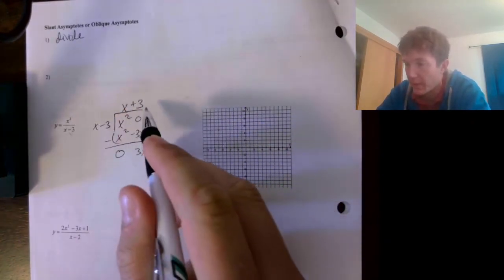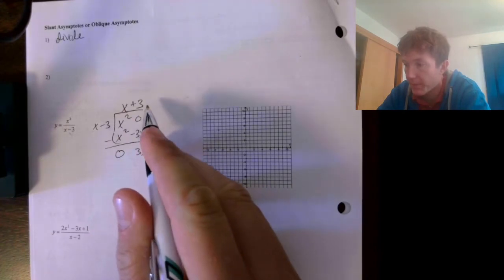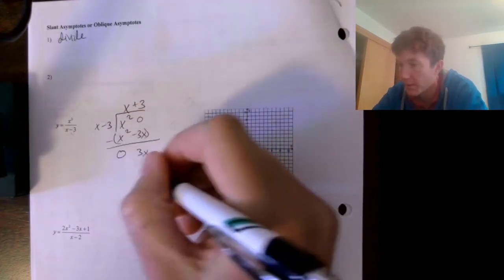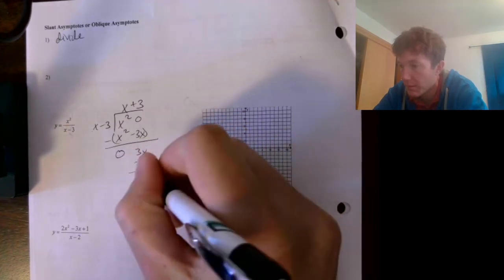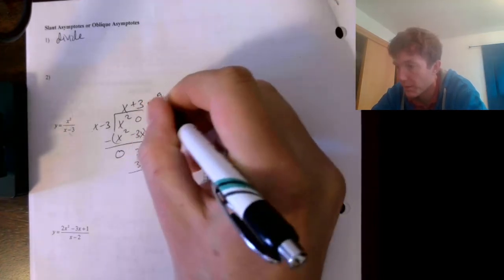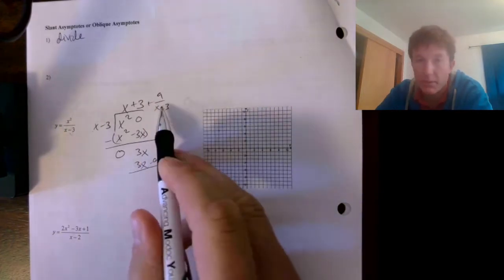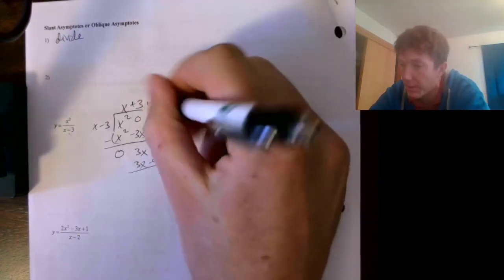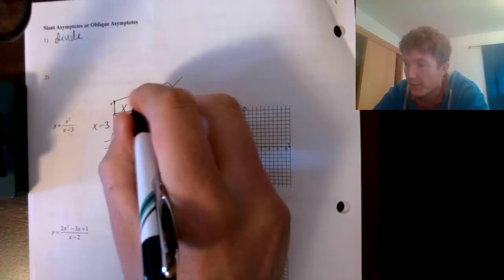Okay, I'm not going to continue this, so this would just be 3x minus 9, so that would be plus 9, so this would be plus 9 over x minus 3. I'm not going to continue, because I don't need to worry about this. I'm really just worried about this part.